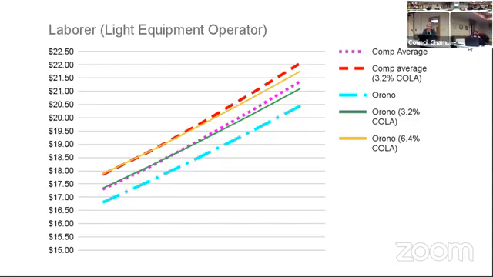So the orange small dots are our comparable averages. The long red dots or slashes are the average at the comp average with a 3.2% raise. Orono is again that long dash dot. And then the green line is with a 3.2% raise, and the above line is with a 6.4% raise. Instead of changing the 6.4 to 6.8 to represent where the CPI is right now, we kept it at 6.4 because we wanted it to be comparable with public safety.